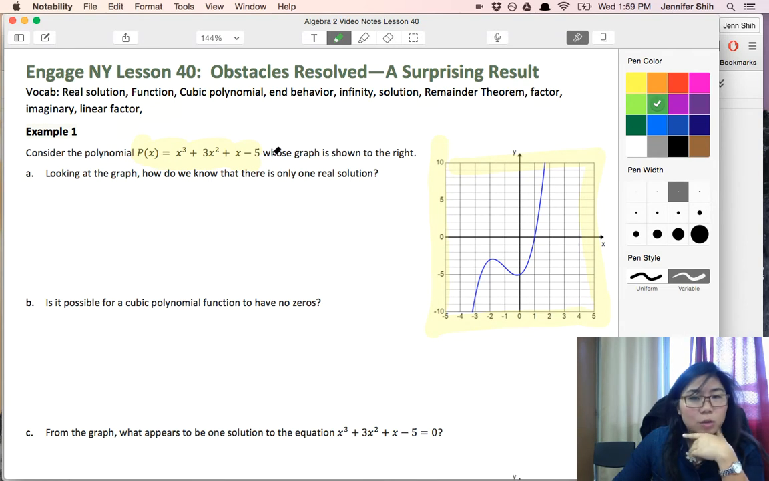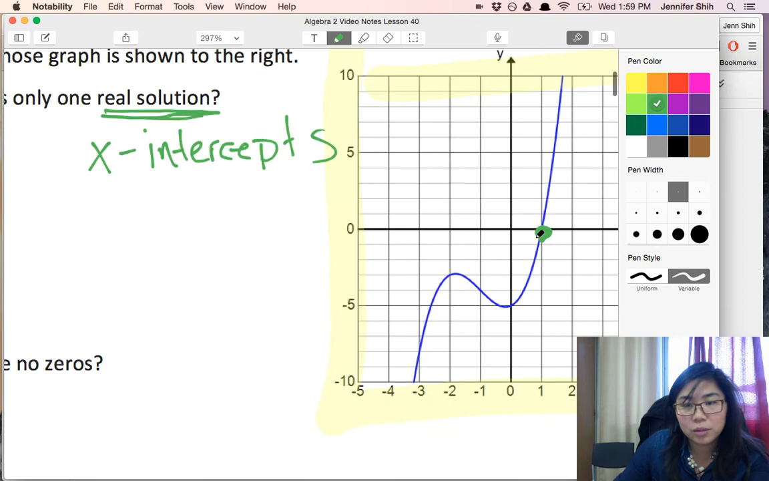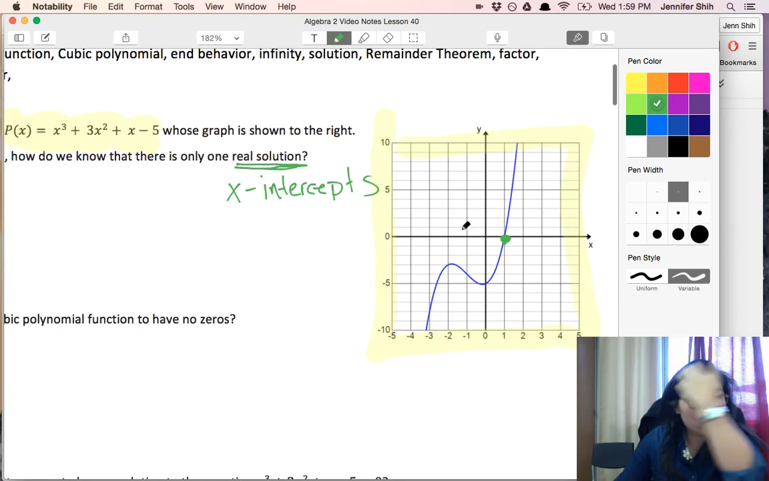But let's read this. So it's only one example, but there are many parts. Considering this polynomial, whose graph is shown on the right, looking at the graph, how do we know there's only one real solution? If you're writing this in your own notebook paper, you should be boxing or highlighting real solution. In the previous videos, we said that real solutions happen at x-intercepts. So we know there's one real solution here. Let's zoom in, at x is equal to 1. So that's our real solution.